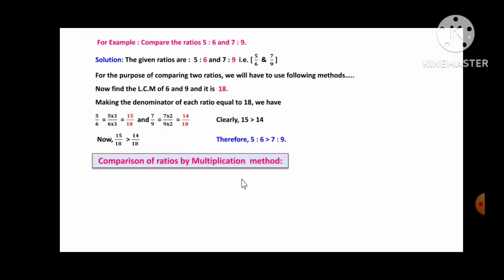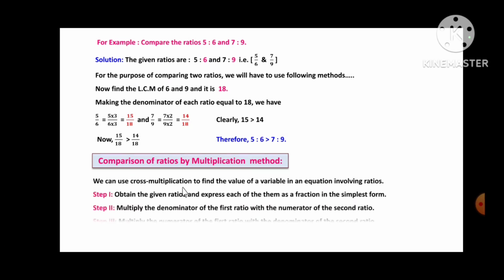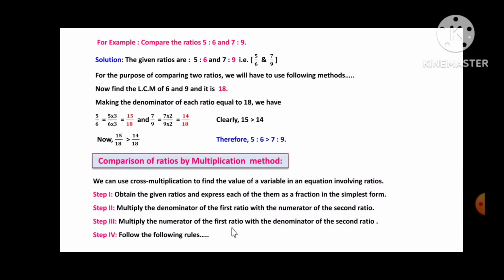Now comparison of ratios by the cross multiplication method. Friends, we can use cross multiplication to find the value of a variable in an equation involving ratios. First, obtain the given ratios and express each of them as a fraction in the simplest form. Multiply the denominator of the first ratio with the numerator of the second ratio. Multiply the numerator of the first ratio with the denominator of the second ratio.